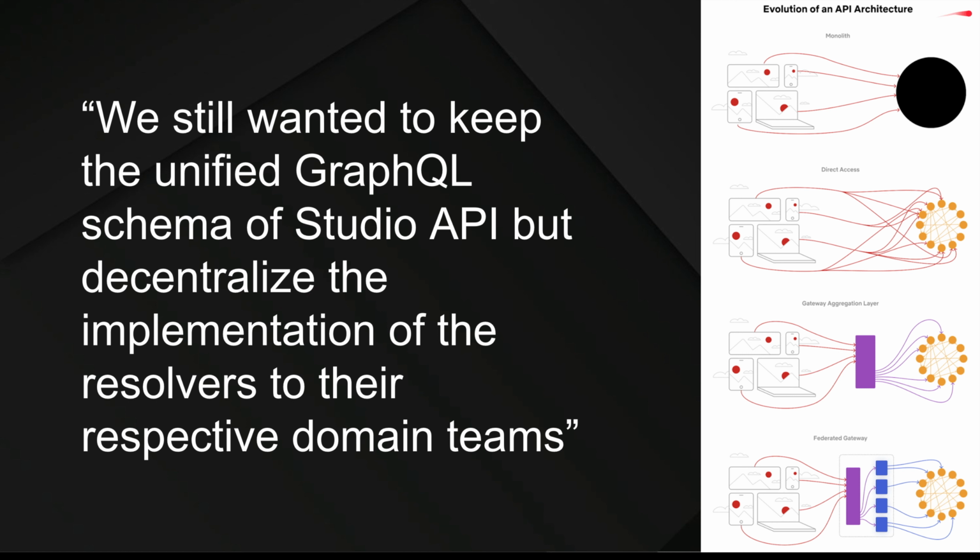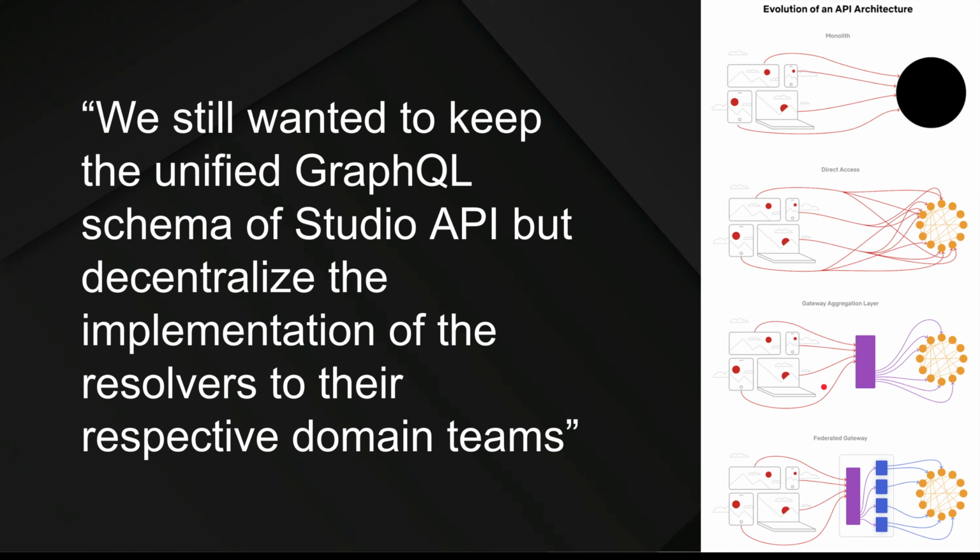So they initially had this monolithic architecture where each client just hit this one endpoint for any bit of studio information. Then they had this direct access setup where the client could hit the specific microservice, but there was no single endpoint. So then they moved to the gateway aggregation layer, where you have a single gateway and then the gateway routed to a specific microservice. So the last stage that they have is a federated gateway.